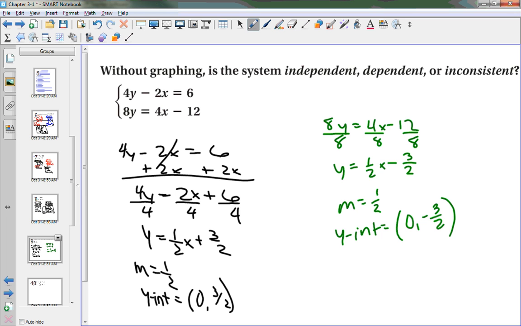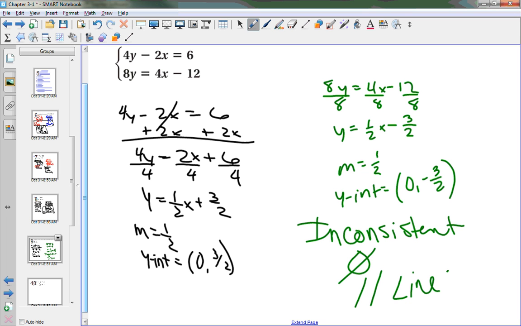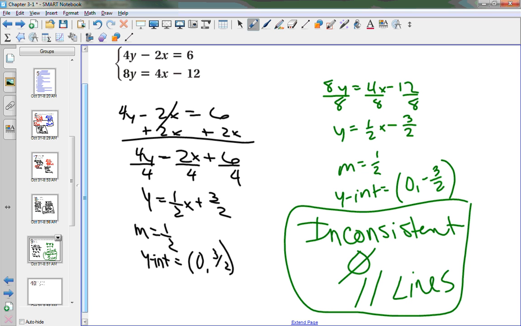No solution because the lines are going to be parallel. So that means the system is inconsistent. The reason why it's inconsistent is because they are never going to cross out in space. Why are they never going to cross? Because they are parallel lines. Done. Do I have to graph this? Nope, because I can see right away that I'm not going to have a point of intersection. Do we understand that? Excellent.